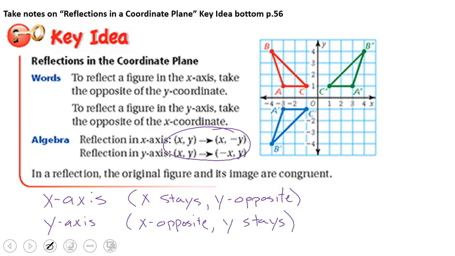That's what it says. And of course, with every single transformation that we have done, every time we've moved a figure and made a new image, with a reflection, the original and the image are congruent. They are congruent. Absolutely. If not, we did not do our reflection correctly.